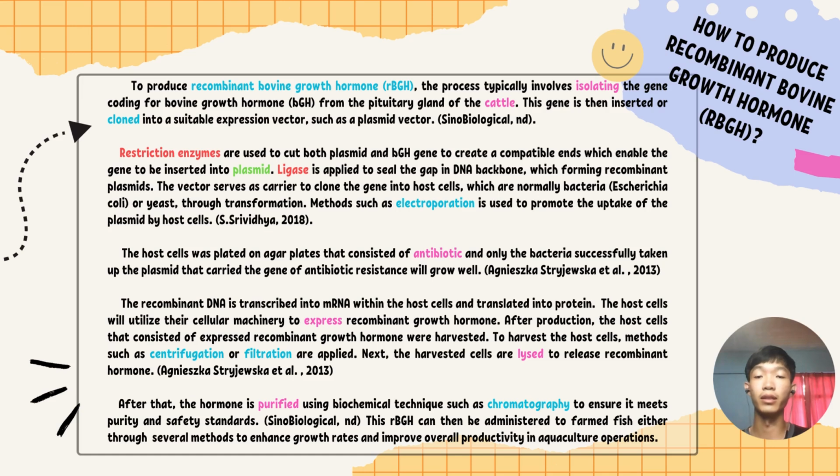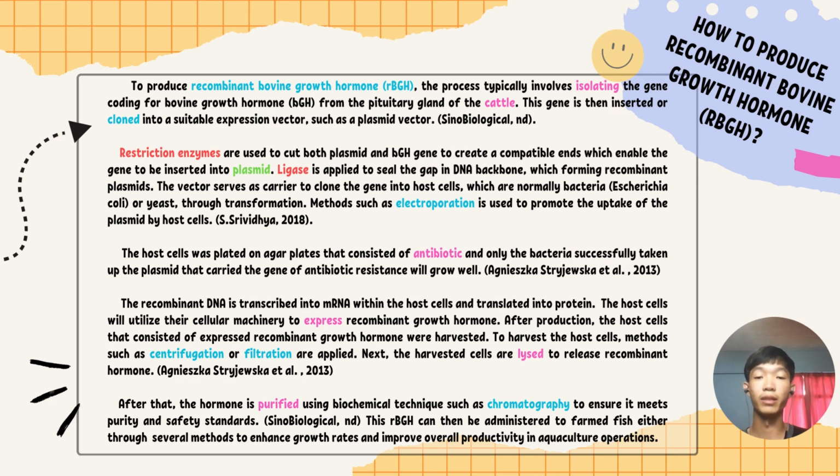The recombinant DNA is transcribed into mRNA within the host cell and translated into protein. The host cell will utilize its cellular machinery to express recombinant growth hormone. After production, the host cells that contain the expressed recombinant growth hormone will be harvested. To harvest the host cells, methods such as centrifugation or filtration are applied. Next, the harvested cells are lysed to release the recombinant hormone. After that, the hormone is purified using biochemical techniques such as chromatography to ensure it meets purity and safety standards.